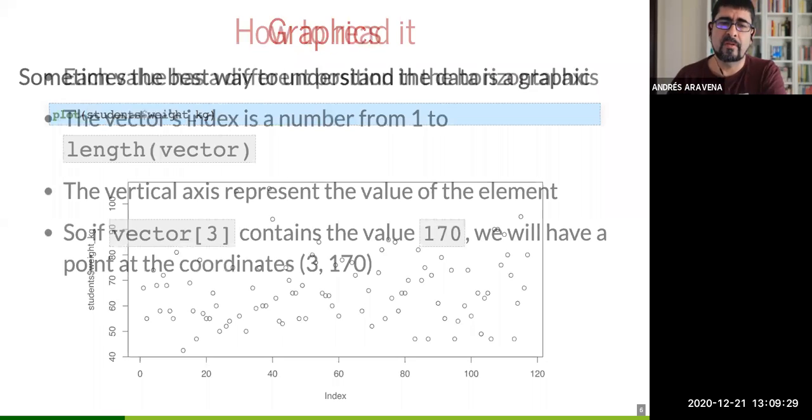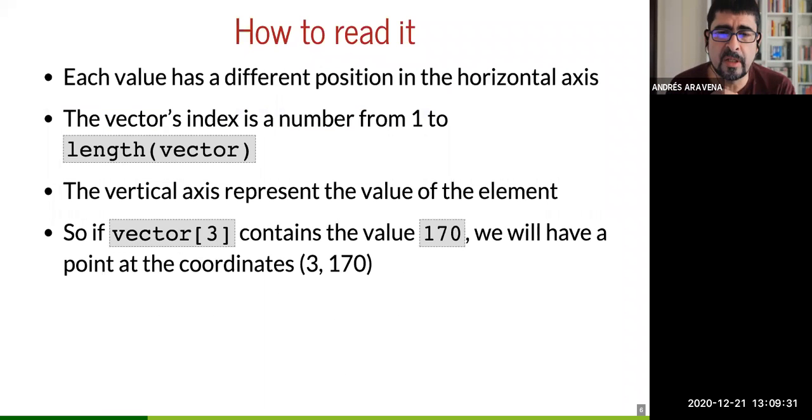So how do we read this thing? Well, essentially, the vector index is a number from 1 to the length of the vector. If you have 100 elements, it's 1 to 100. If you have 1,000, it's 1 to 1,000. The vertical axis is the value of the element. And so if a vector in the position number 3 contains the value 170, then you have a point at 3, 170.